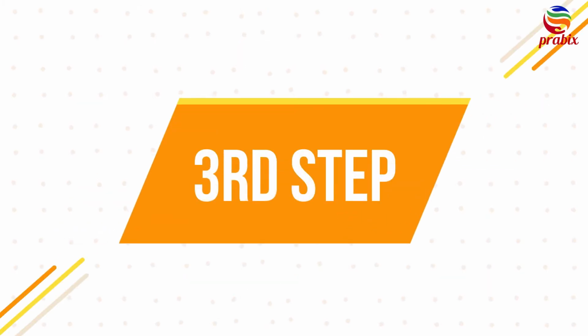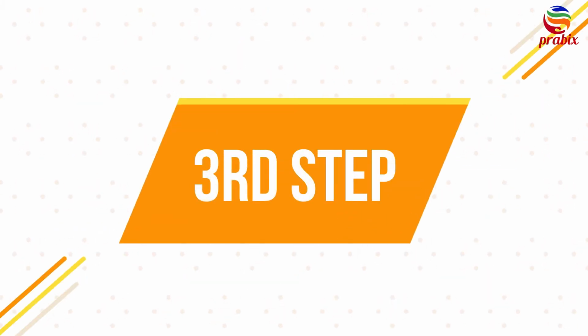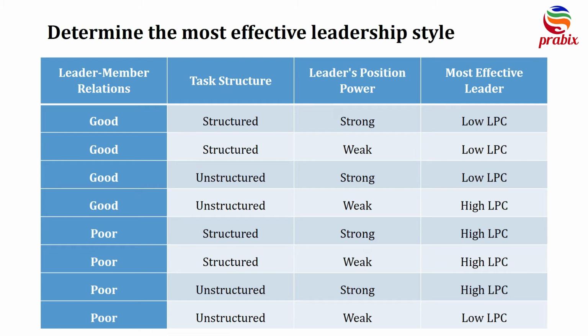This is step number 3. Here we will determine the most effective leadership style. Now, I show you the breakdown of all of the factors we've covered: leader-member relations, task structure, and leader's position power. The final column identifies the type of leader that Fiedler believed would be most effective in each situation.